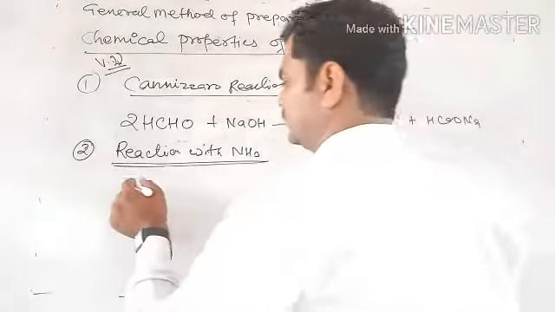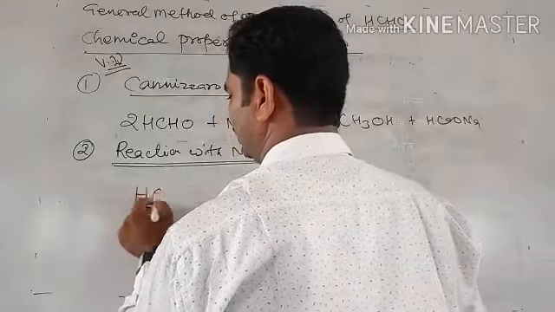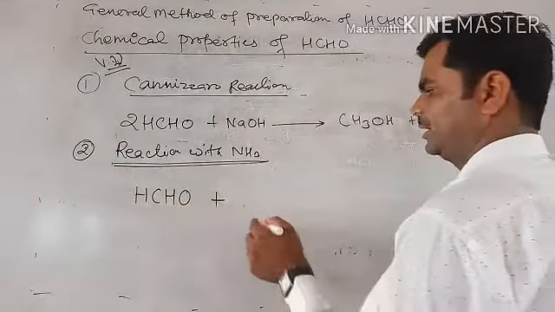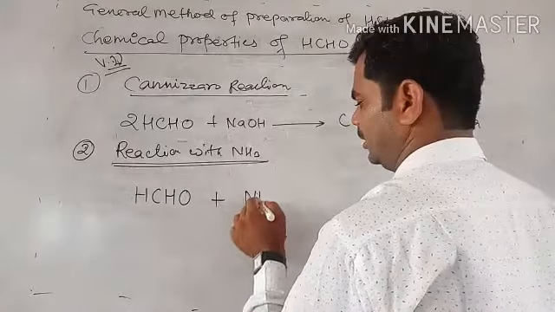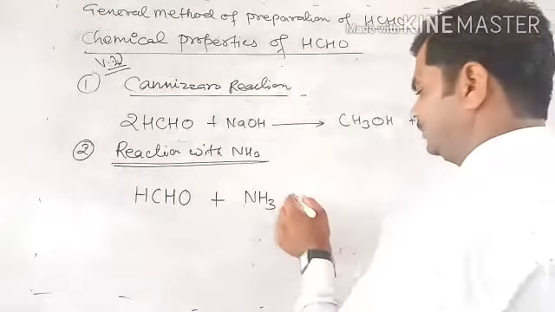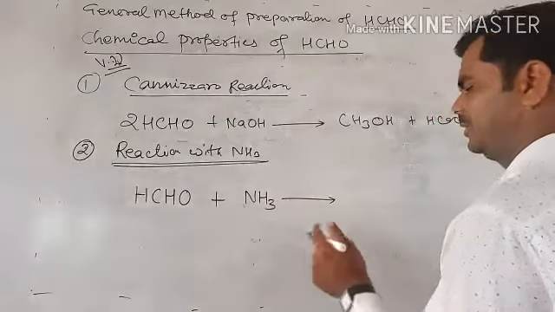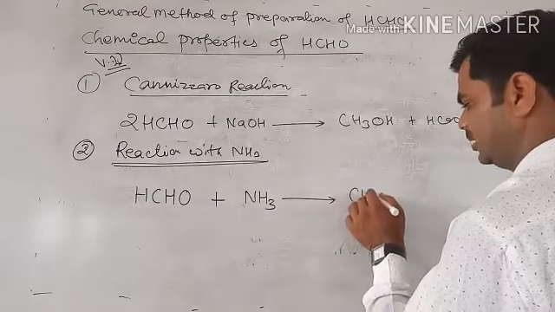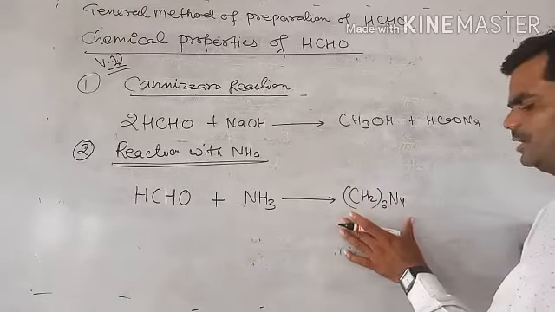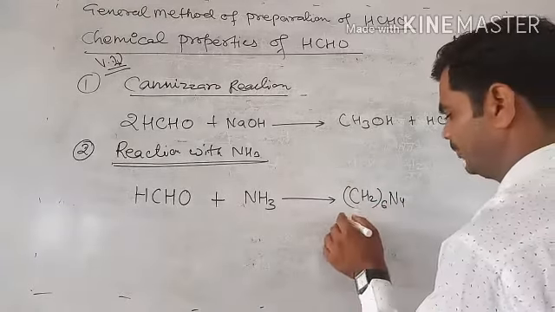Look here. HCHO is formaldehyde. When this formaldehyde reacts with ammonia, NH3, what happens? After the reaction it forms (CH2)6N4, and this formula is called urotropin.